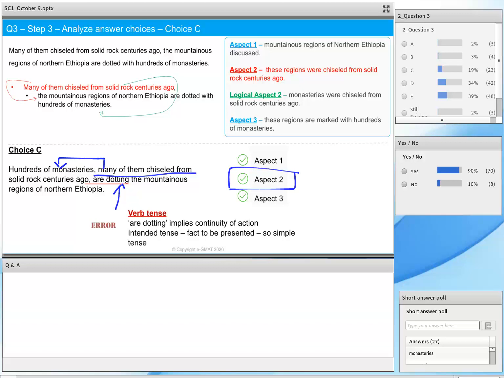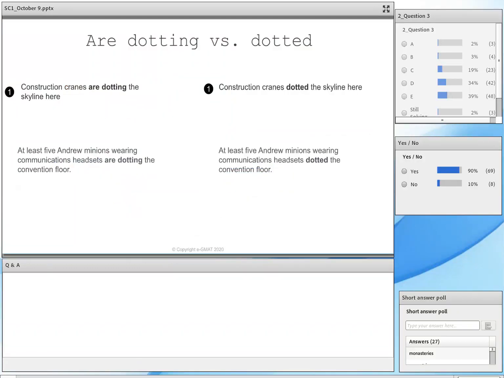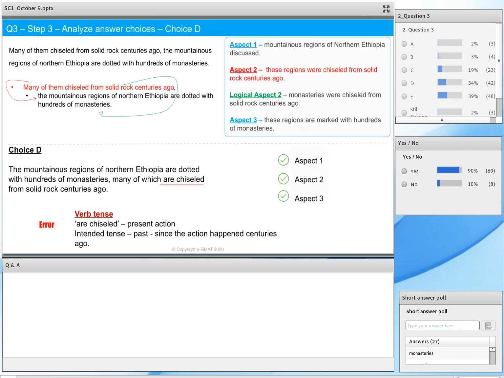We have included a few examples for you over here to understand the difference between the meaning conveyed by a present continuous tense and a simple past tense verb. So take a look at that when you download the PDF. We will share that with you at the end of the session.